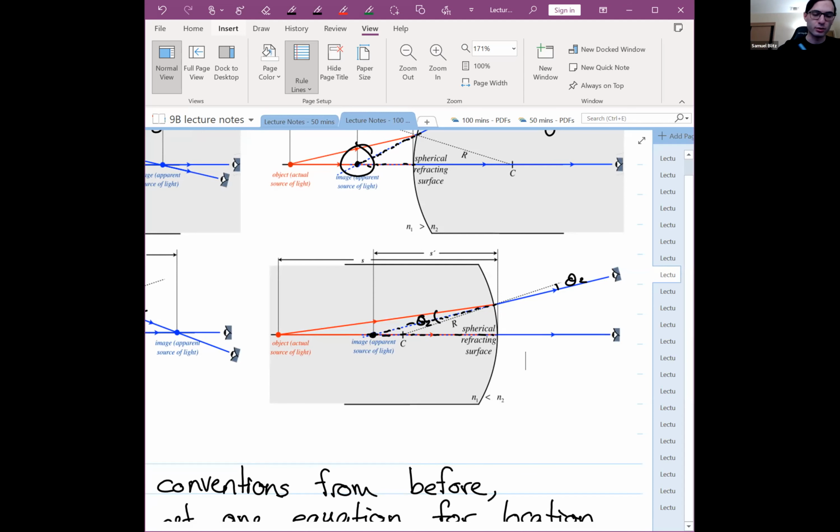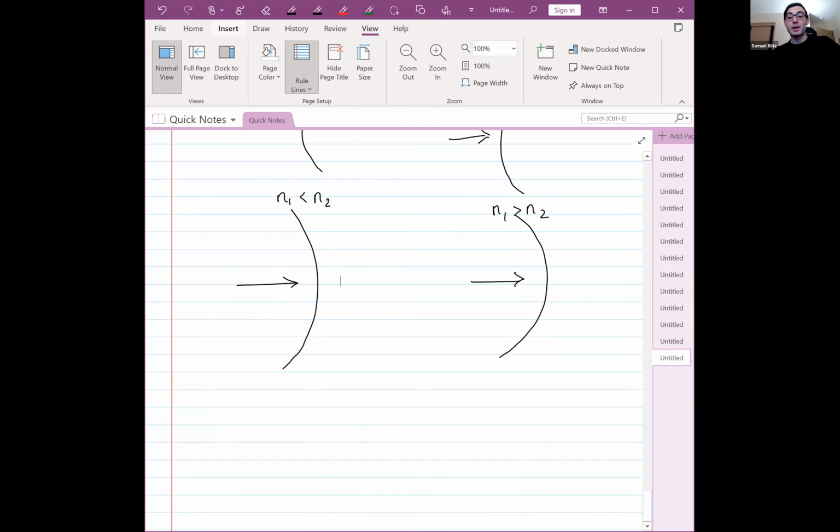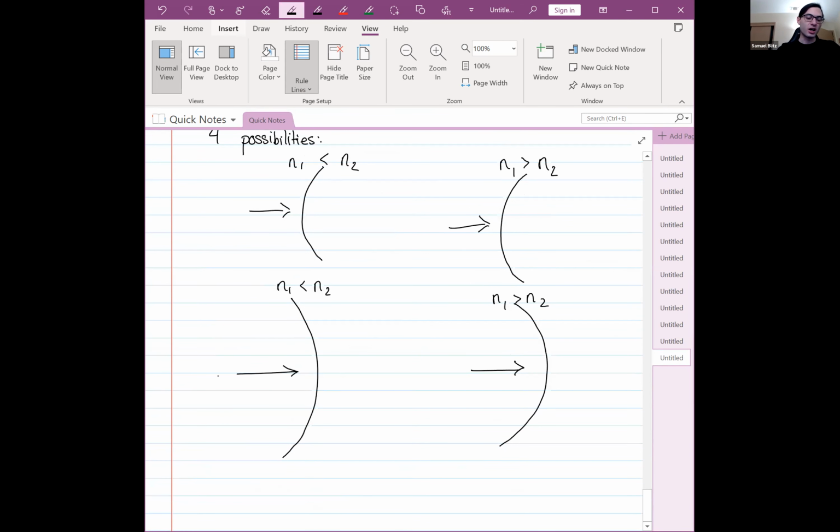Now, I'm going to go back to the notes I was writing so you guys can follow along. So we can use the same sign conventions. The sign convention that we established is that R is negative if the center is not on the outgoing side. So in this case, R is negative here because the outgoing side is over here. In this case, R is positive, in this case, R is positive, and in this case, R is negative again.